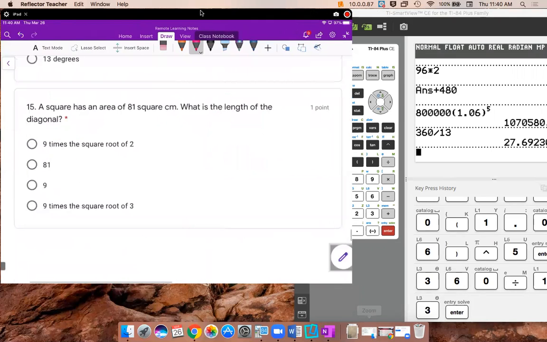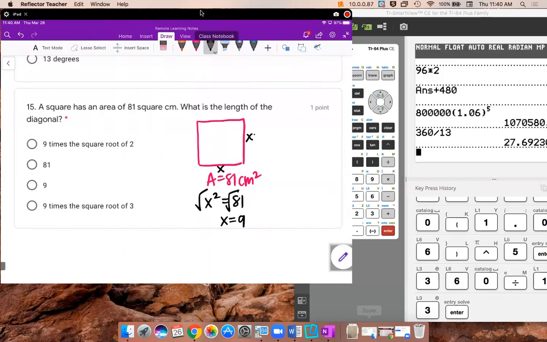Okay, 15, it says a square has an area of 81 centimeters squared. So you have a square, and the area equals 81 centimeters squared. Remember, to find area, we do the base times the height, or the length times the width. So this is x times x, so x squared equals 81. When I do the square root, x is going to be 9. So all of the sides of my square are going to be 9.